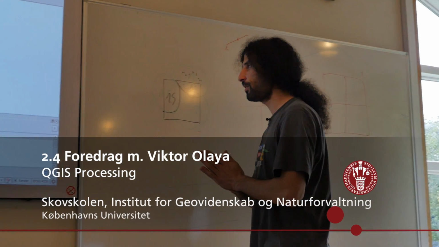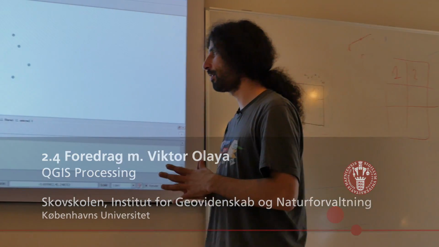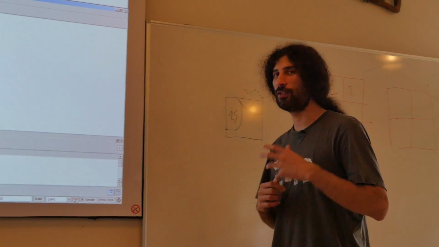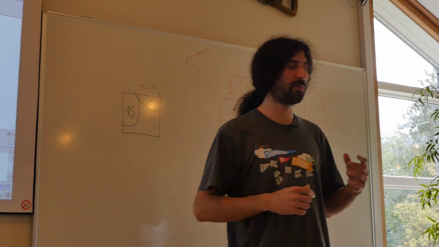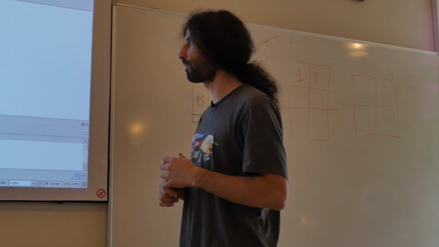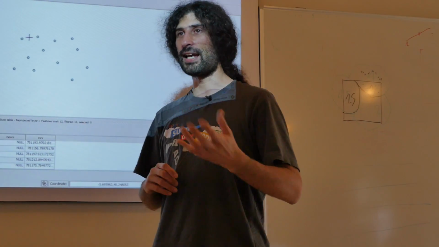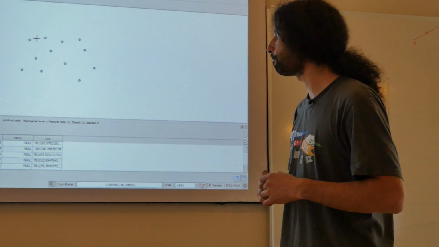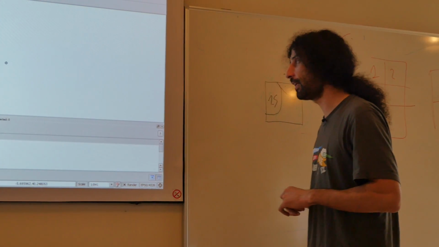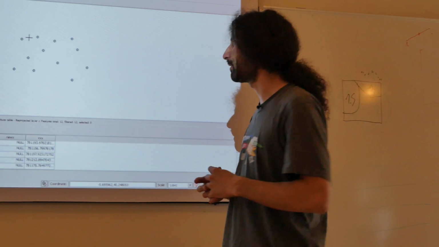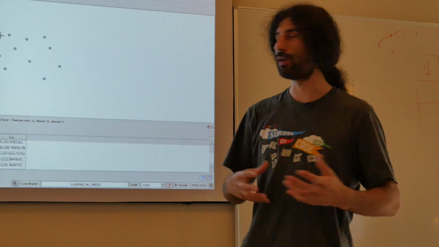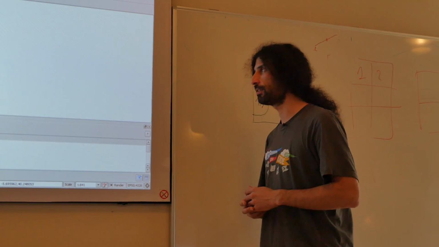So once we're done with this, we're going to see another particular behavior of processing, which is also useful when you know about it, but when you don't know about it, it can be another source of confusion. And that's the selection. You can select things in your vector data. There are several different ways to do selection, and it's important to know how processing uses the selection.